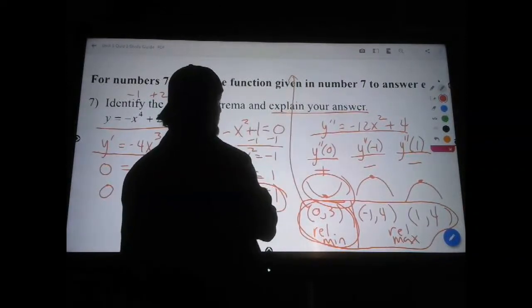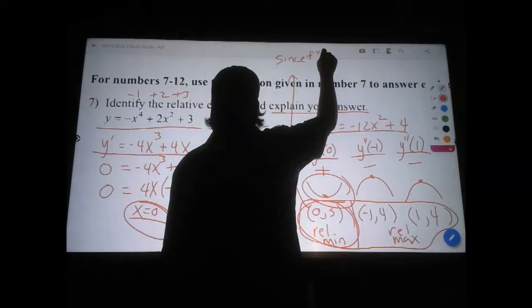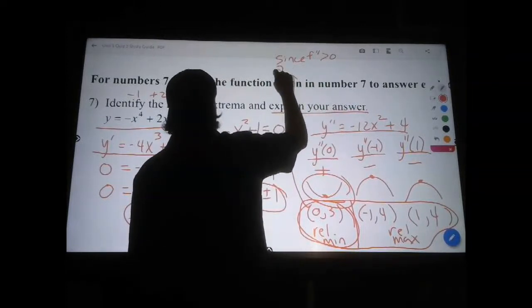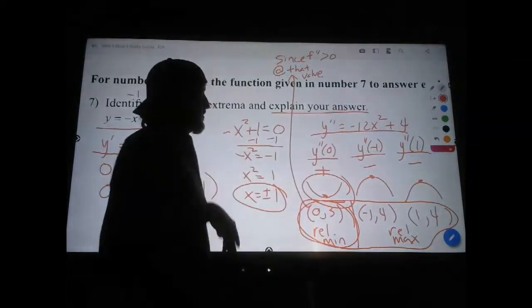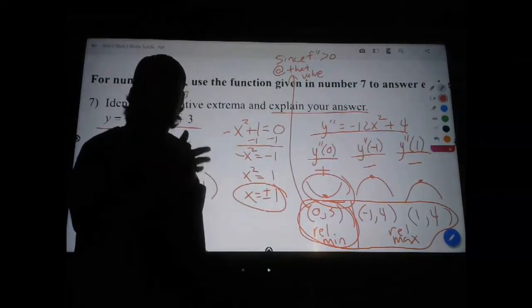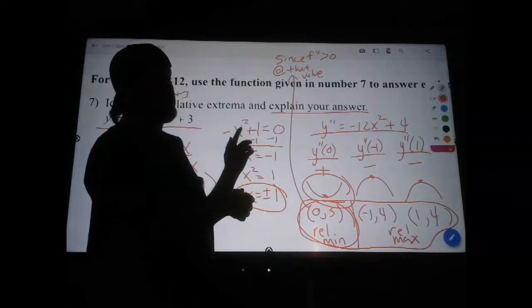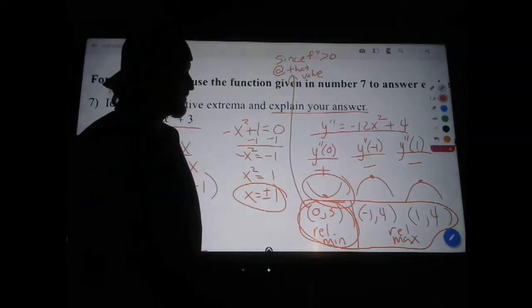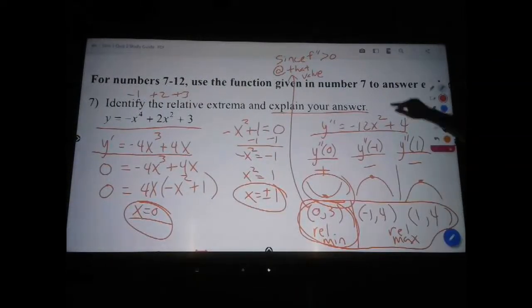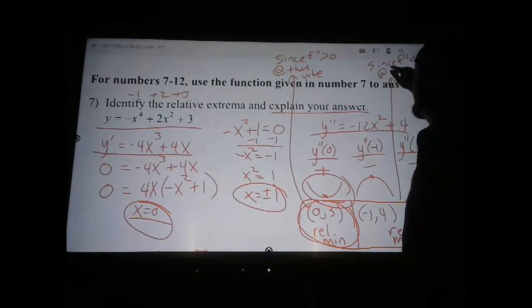I'm running out of board space here, so I'm just going to draw it up here. I'm going to put since f double prime is positive, greater than 0, at that value. Now, if you were doing the first derivative test, you'd say because the slope goes from negative to positive at that point, or you say the first derivative goes from negative to positive. So you would word it differently if you used the first derivative test. As for these ones here, your explanation would be since f double prime is less than 0 at that value.